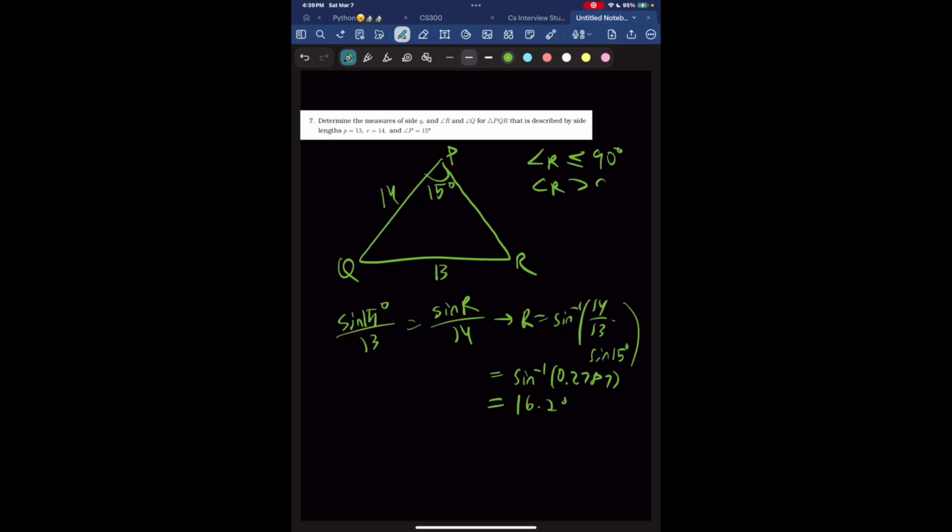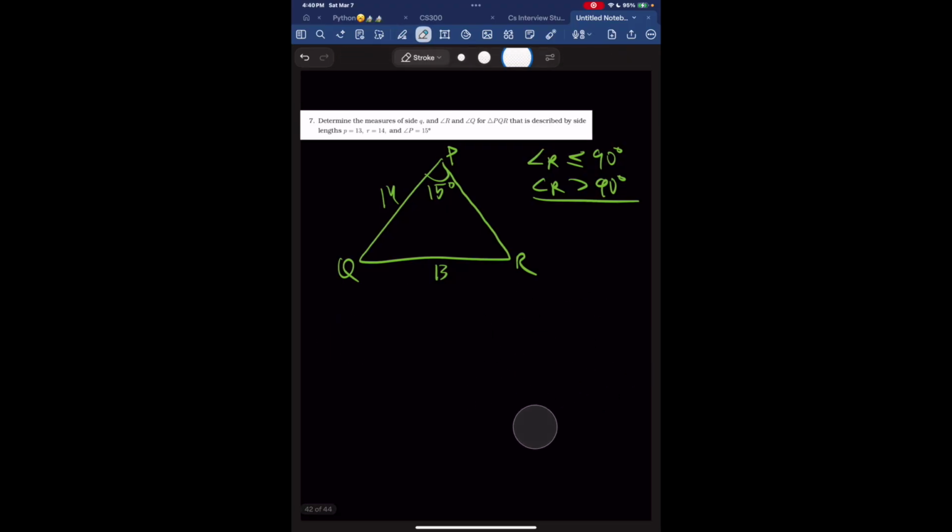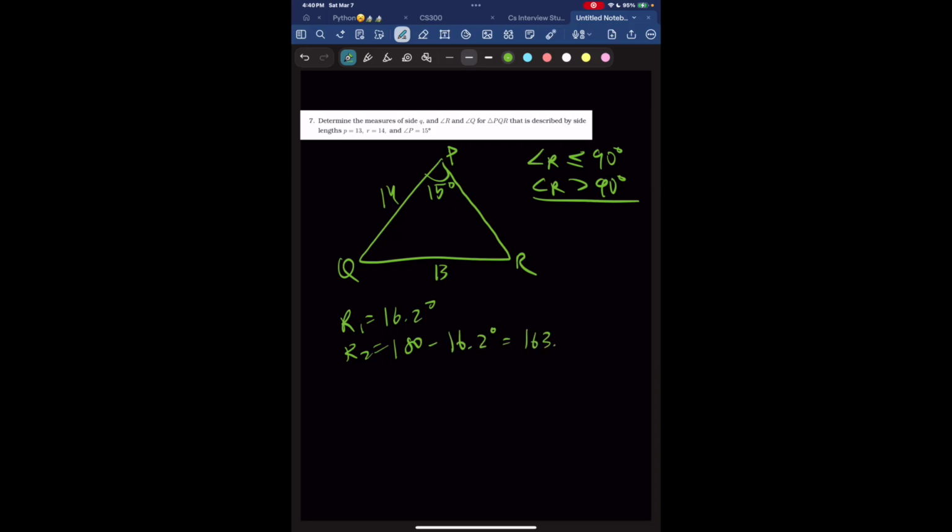Angle R can also be greater than 90 degrees, in which case it's obtuse. So if it's obtuse, then R1 is acute, 16.2. Then R2 is 180 minus 16.2, which is 163.8 degrees.